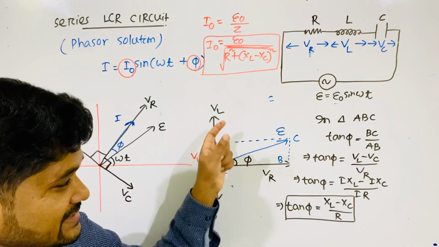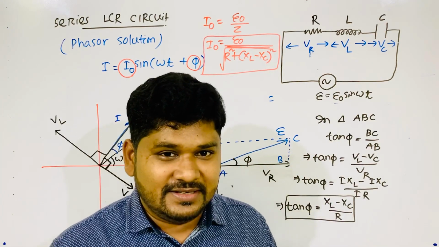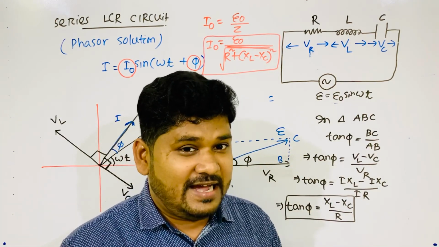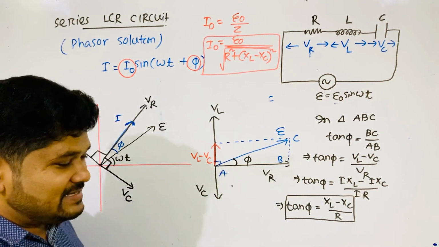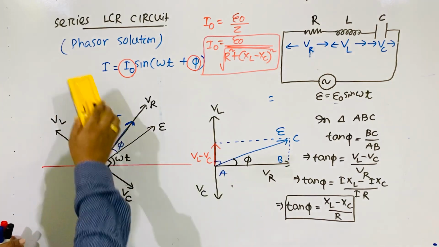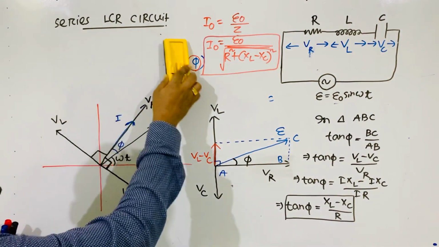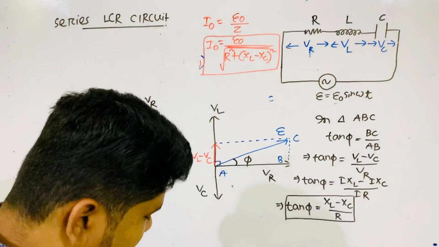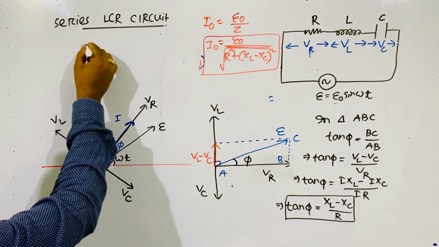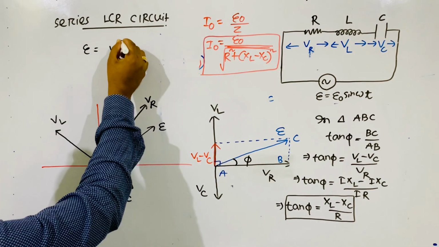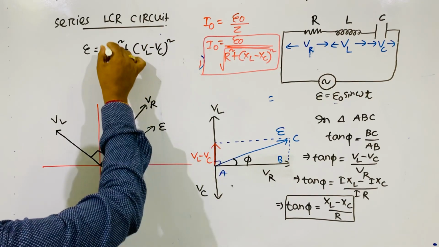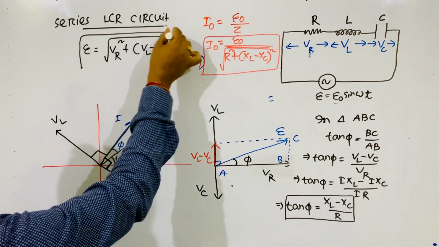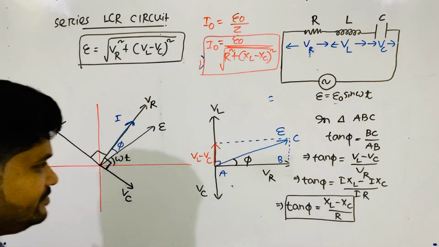But why am I doing this derivation in between? I wrote one formula, but you didn't mark it while doing the derivation. That formula is also very much required here. Remember that formula: in between, I wrote the net voltage expression as the square root of VR square plus (VL minus VC) whole square.